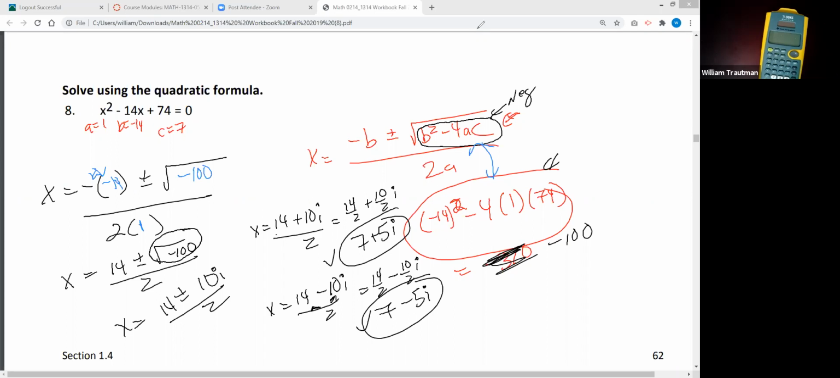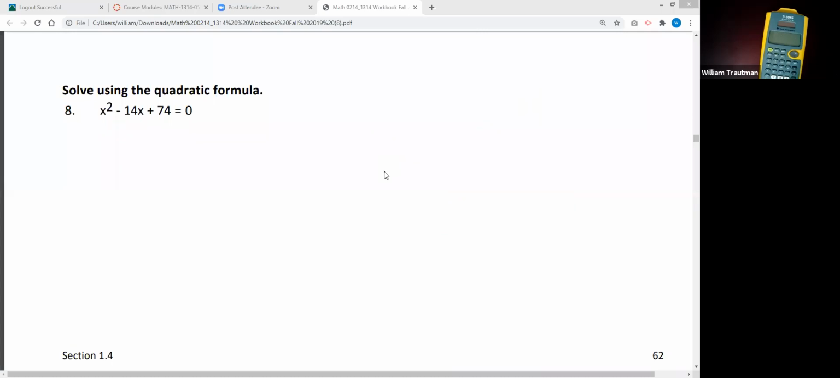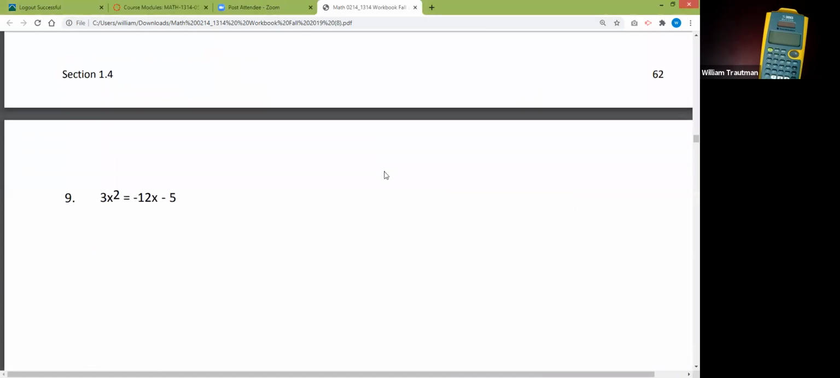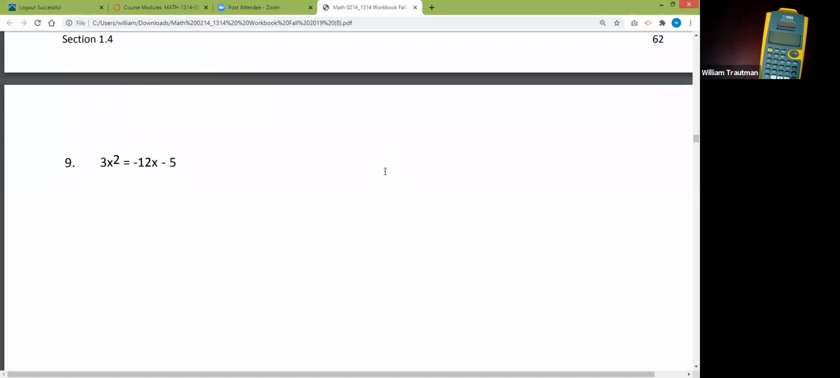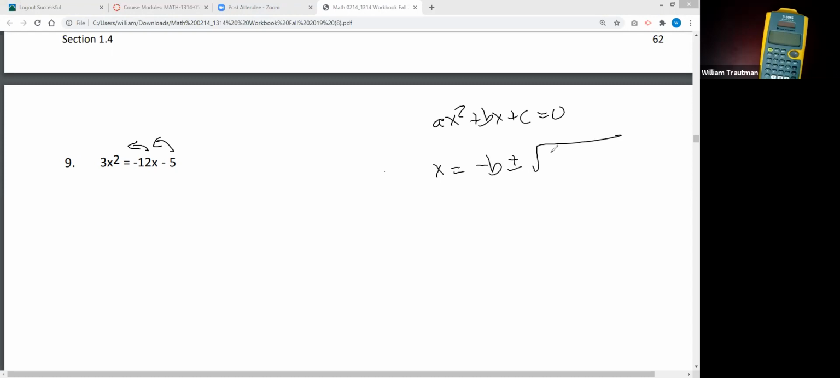All right, let's see what we get for number 9. Okay, number 9, you need to take everything to one side and make it equal to 0. That's the only way to use the quadratic formula. The quadratic form is ax squared plus bx plus c equals 0. And then we're going to plug it into the formula, negative b plus or minus the square root of b squared minus 4 times a times c, all divided by 2a. Somebody asked me, where do I get the 4 from? The 4 is part of the formula.